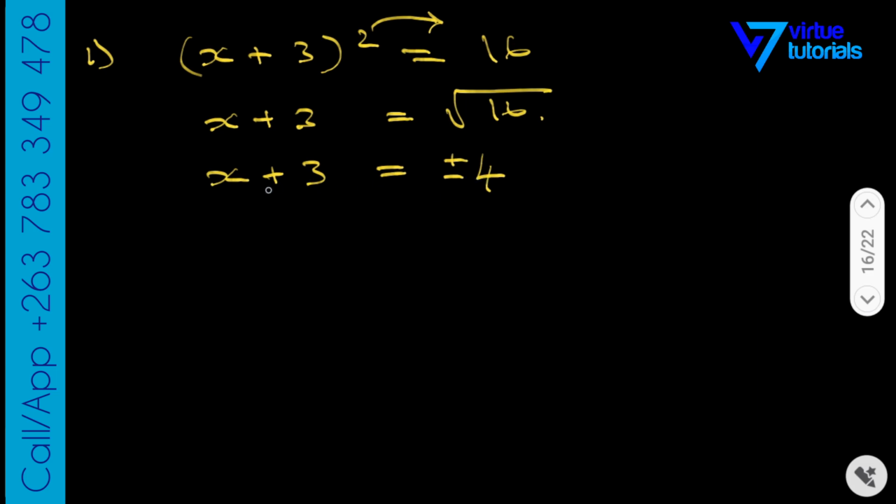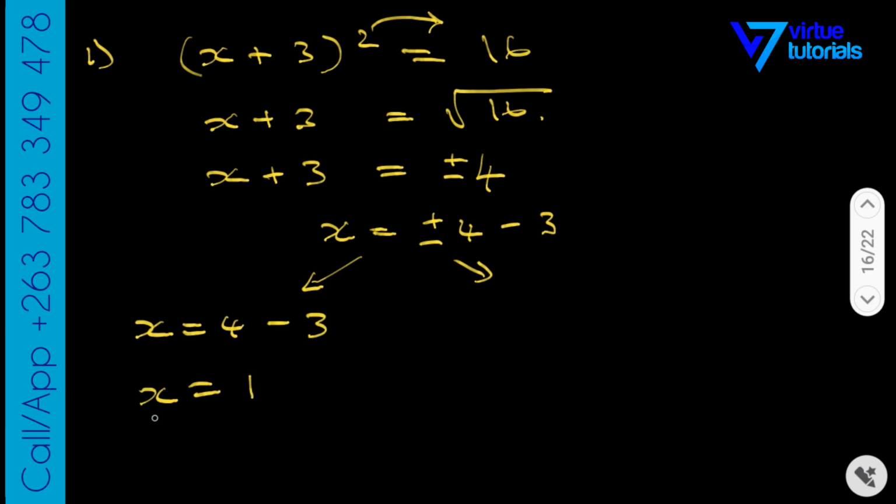Once I get here, I can move on with my equation. I take my plus 3 to the other side, it becomes a minus 3. So x = ±4 − 3. When I get here now, I split this, right? I write one equation with a positive 4 here, and I write one equation with a negative 4 here. So I start with the positive 4. x = 4 − 3. 4 minus 3 gives me 1, so x = 1. So that's my first solution.